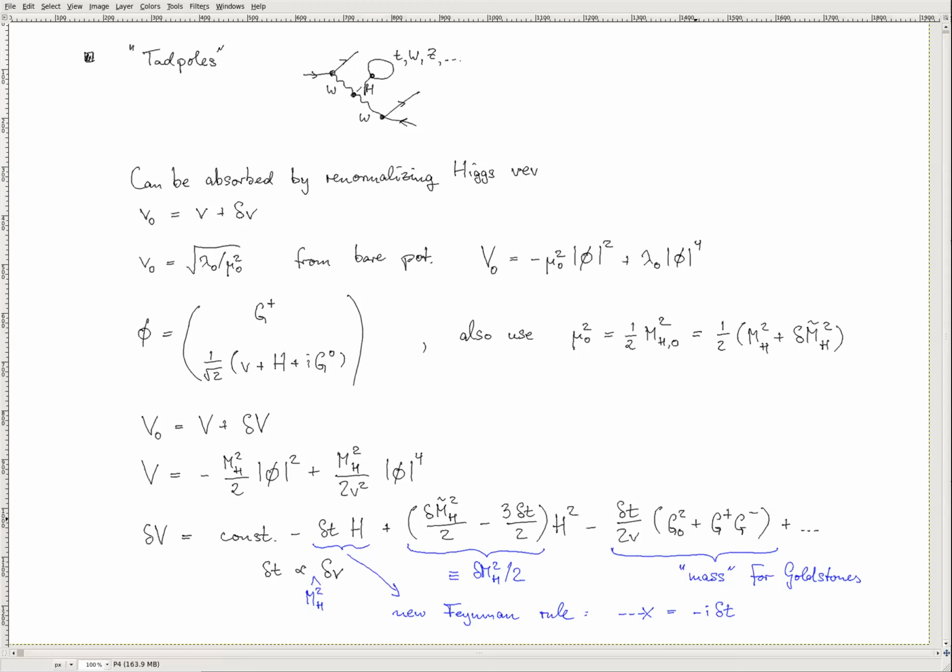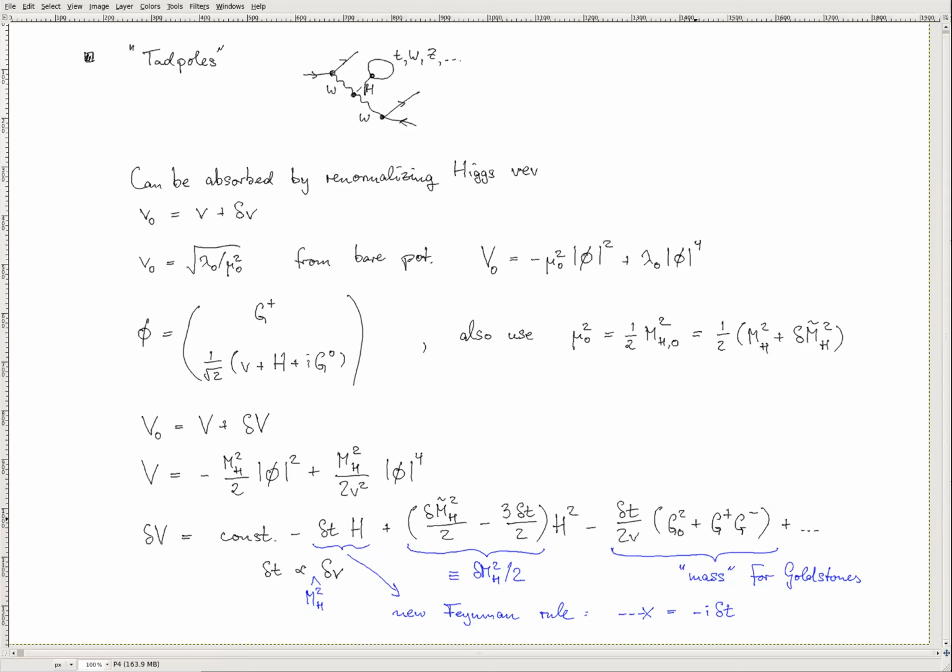If we choose delta t to cancel the tadpoles, we also fix delta v, that's correct. And then does the tree-level relation v equals mu squared divided by lambda still hold? No, in that case, it would not hold. So you're basically taking advantage of the fact that it doesn't need to hold because v is an unobservable parameter, and we modify it.